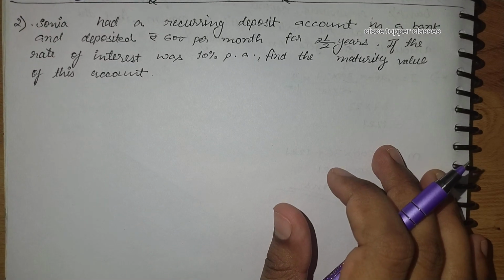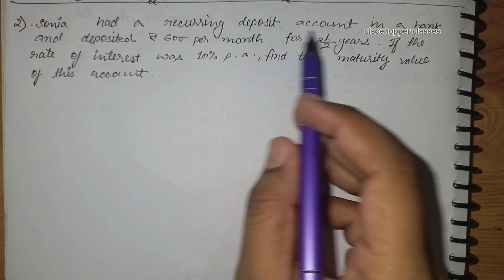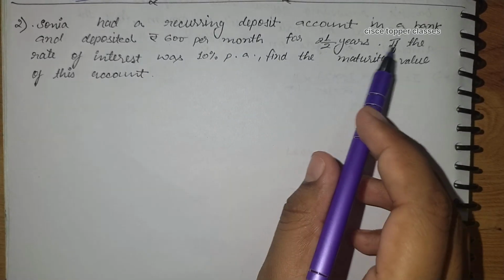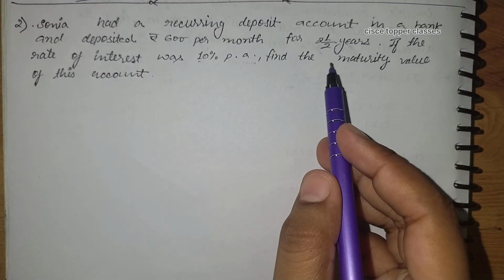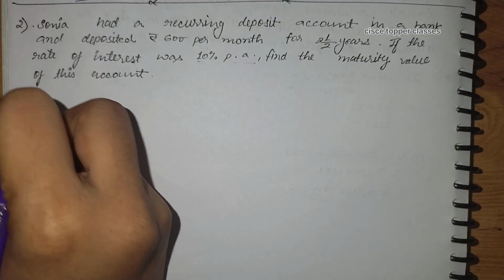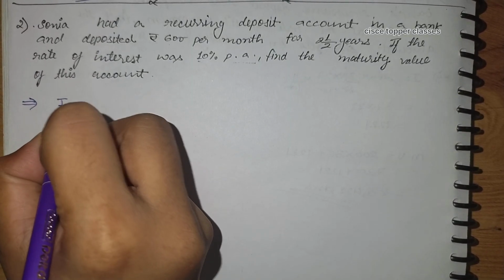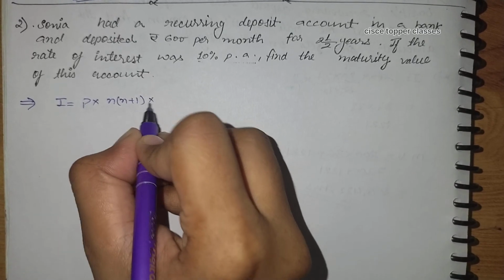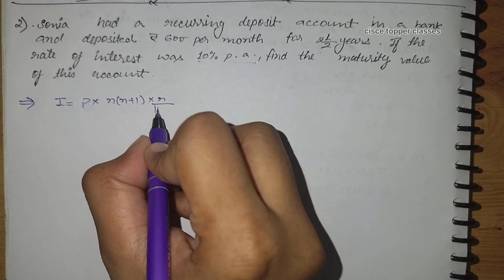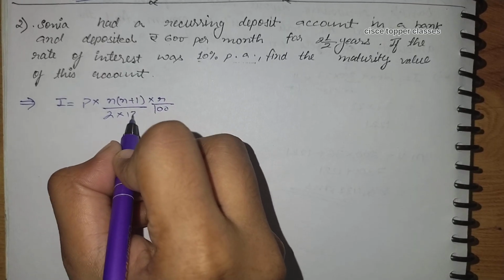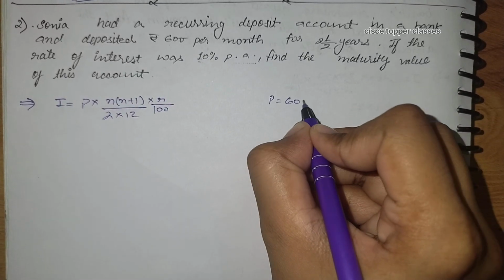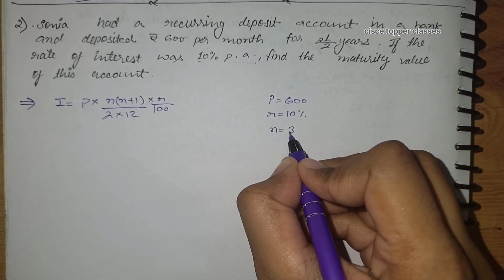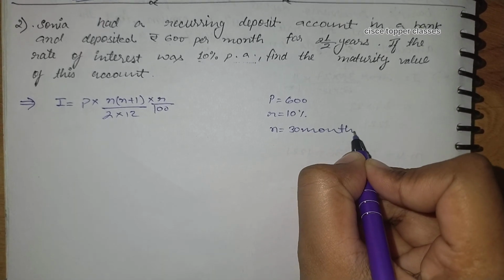Now let us solve question number 2. Sonia had a recurring deposit account in a bank and deposited rupees 600 per month for 2.5 years. If the rate of interest was 10% per annum, we have to find the maturity value of this account. If we have to find the interest, we know the formula: P into n plus 1 into rate divided by 100 and 2 into 12. Principal value is 600, rate of interest is 10% per annum, and the value of n will be 30 months on writing 2.5 years.